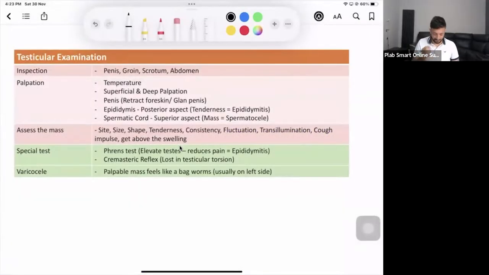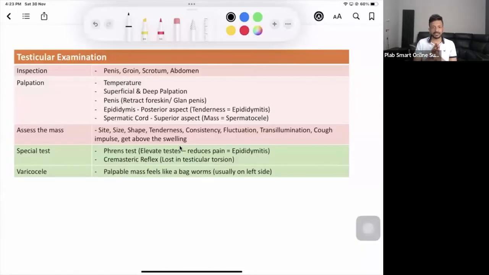Testicular examination. Again, you have many scenarios. Let's do the examination part and then we will discuss those scenarios. That's the main thing. So first you have the inspection. You'll see a half-body mannequin standing on the table. That's the main thing that you will see.